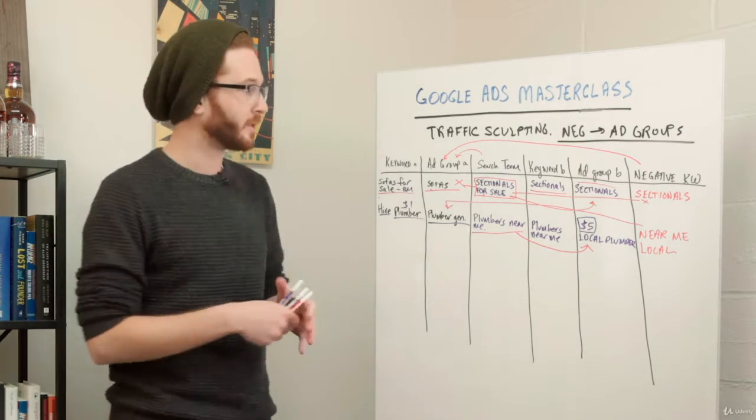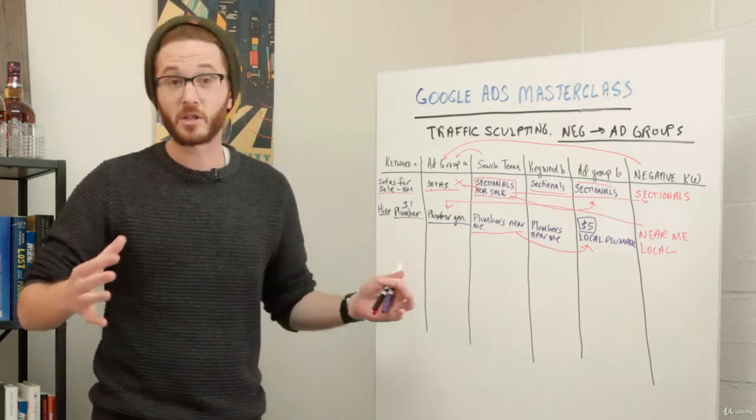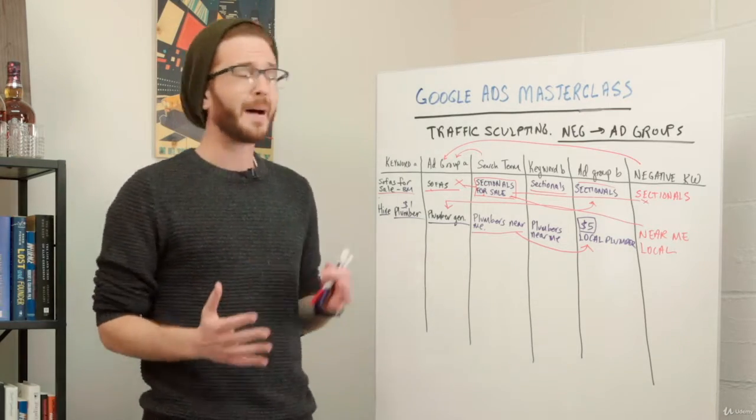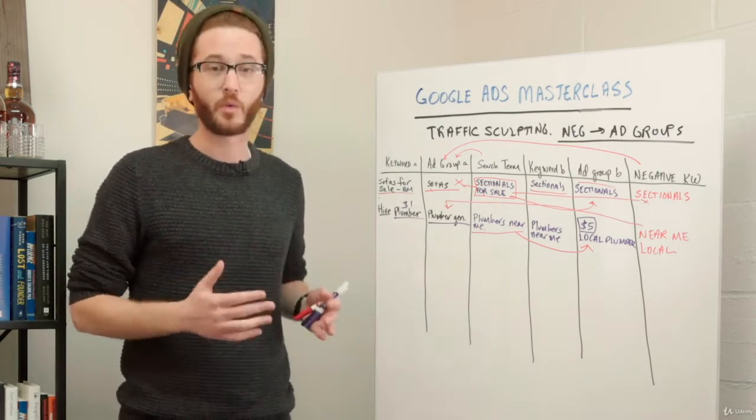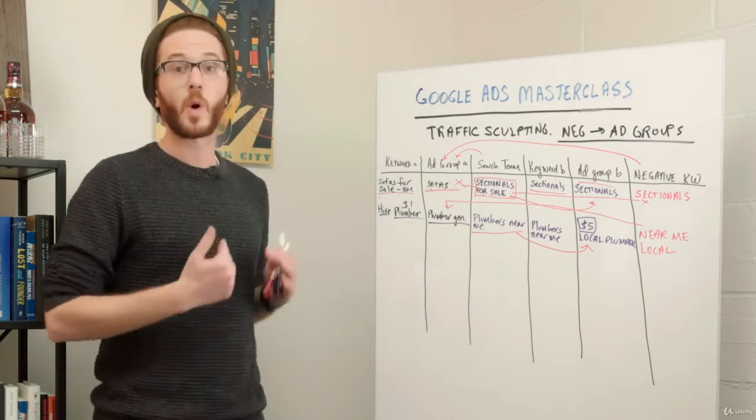Even when the landing page between the two ad groups are the same, the bids are different, and I want to make sure I'm bidding the right amount for higher quality keywords, and I'm bidding less for lower quality keywords.